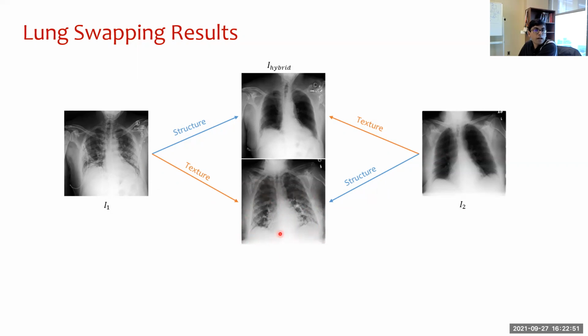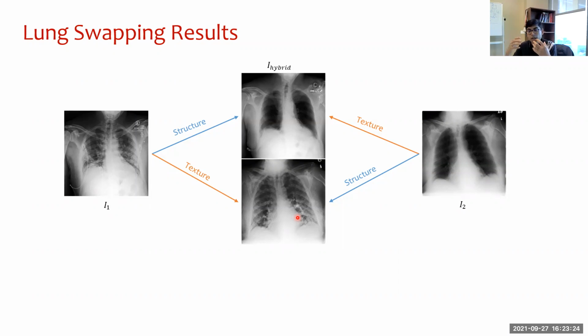You can clearly notice that the structure of the first image is retained, which essentially means you don't have any COVID patterns here, but it takes the texture from the second image and hallucinates the COVID patterns on this image right here. So this can help us achieve two things. First, you can learn these texture representations or these structure representations and then use them for downstream applications.